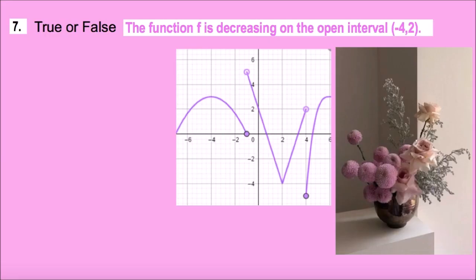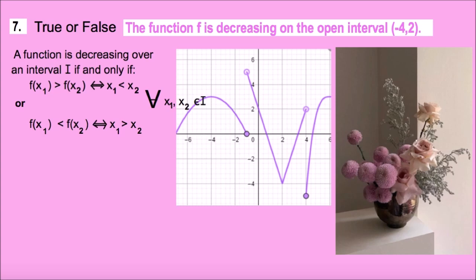Question 7. True or false? The function f is decreasing on the open interval -4, 2. A function is decreasing over an interval I if and only if f of x1 is greater than f of x2, equivalent to x1 less than x2, or f of x1 less than f of x2, equivalent to x1 greater than x2, for all x1, x2 that belong to the interval.